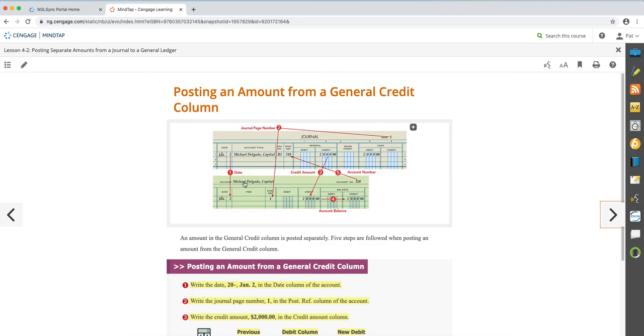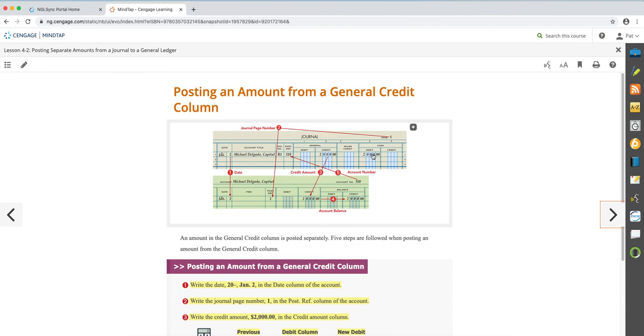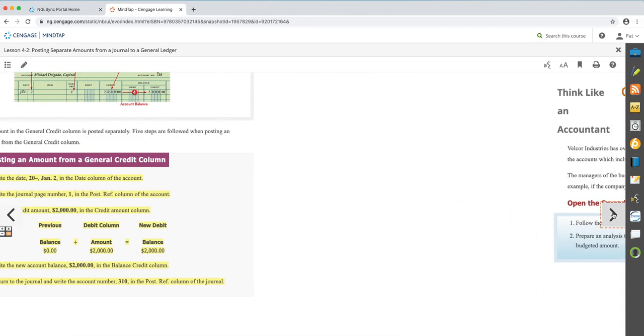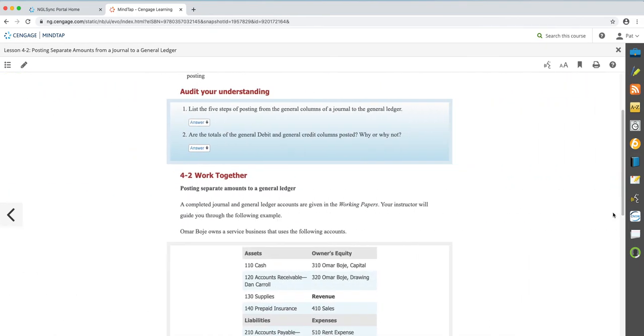So step 1 is we go to the Michael Delgado Capital, because that's the account title, put the date, the page number, $2,000 credit this time, and then as it shows you here, 0 plus 2,000 equals 2,000. So you put a $2,000 credit here. And then last step is putting the account number of the capital, 310, into the post reference. That's it.